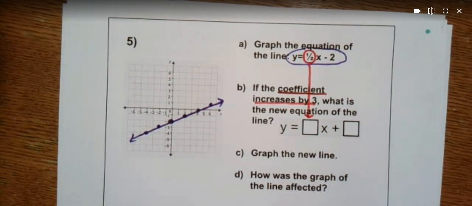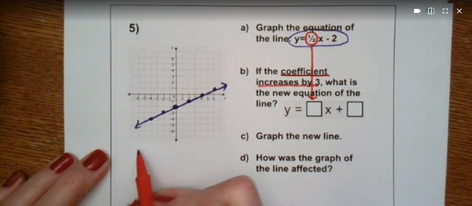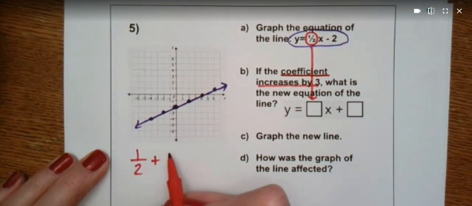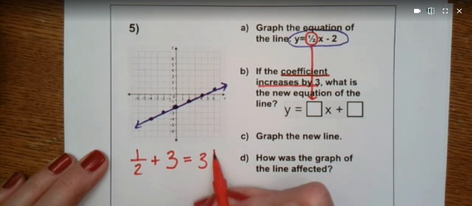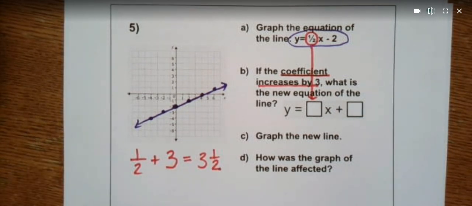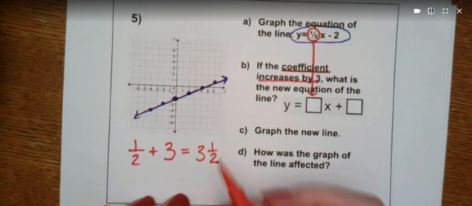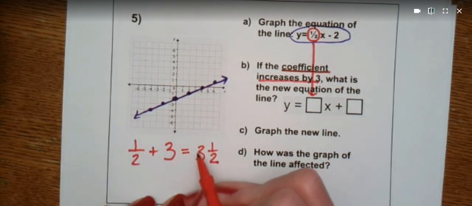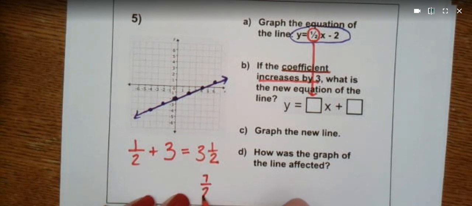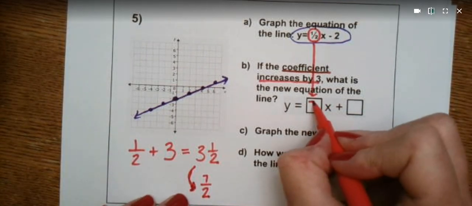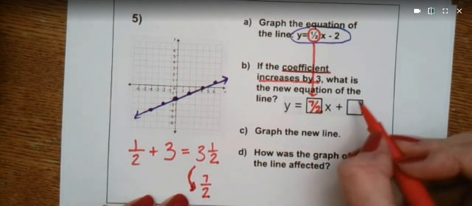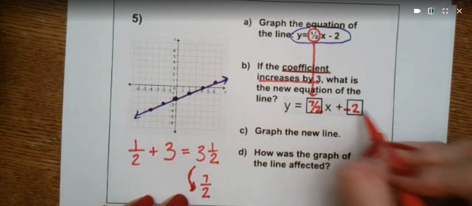So if the slope is 1/2 and I want to increase it by 3, I would end up with a slope that's now 3.5. But it's easier if our slope is a rise over a run. So if I change this right here to an improper fraction, 3 times 2 is 6, add the 1, it's the same thing as 7/2. Okay, I just rewrote it as an improper fraction. So this would be 7 halves. Okay, and the intercept is going to stay the same at -2.